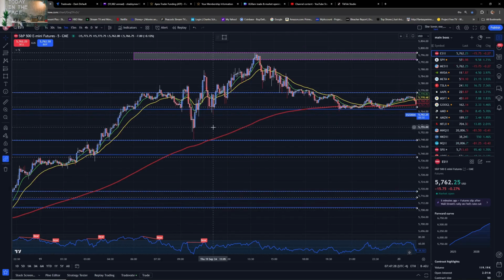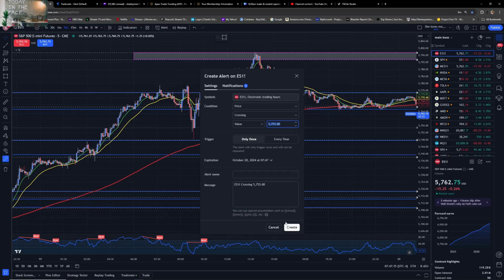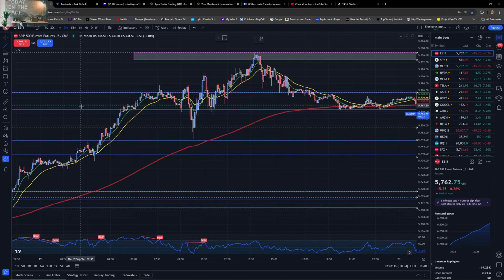On the 5 minute, this area is important right here. So this is a 5-minute support zone. We're going to add an alert there. We'll place the 5-minute support zone. This will help us trade off in the 1 minute as well.